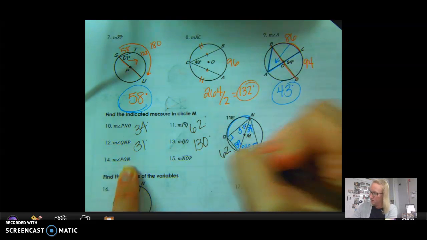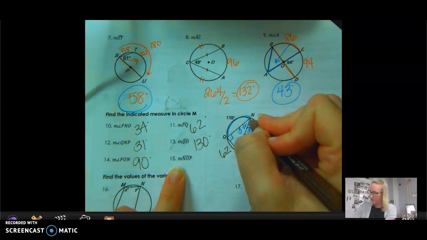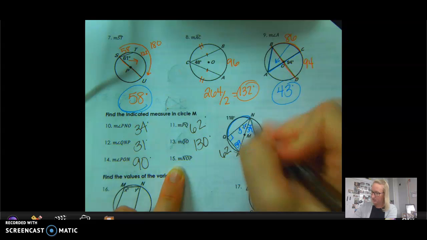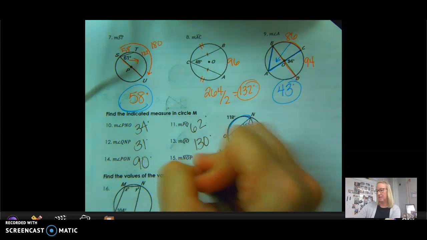P to O to N, that's a 90 degree angle. And then N to O to P. So go around in the circle the way that it tells you. That goes diameter in to N, so that's 180 degrees.